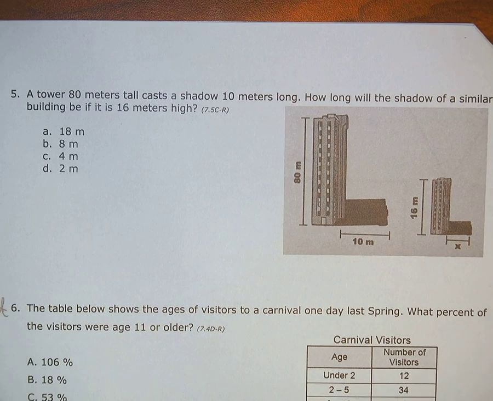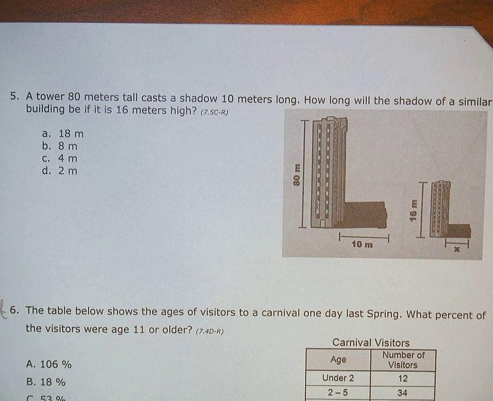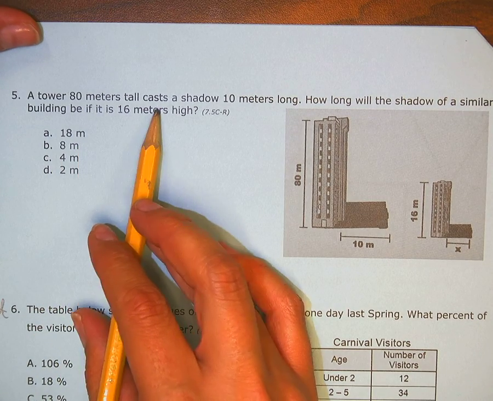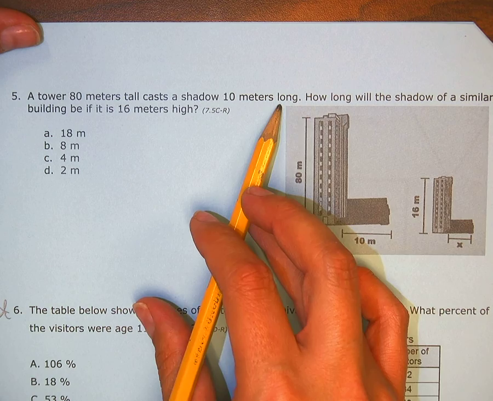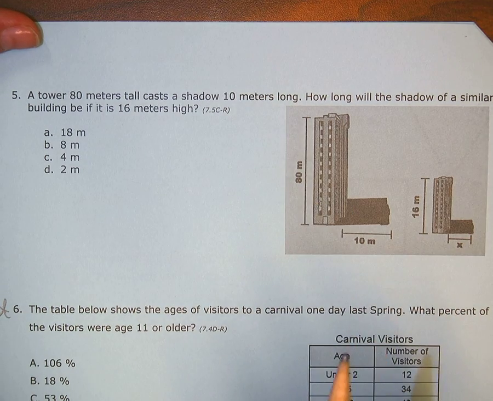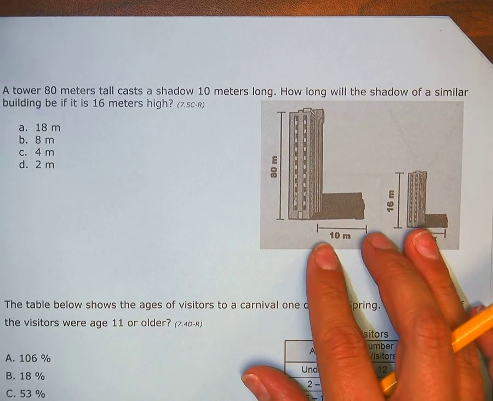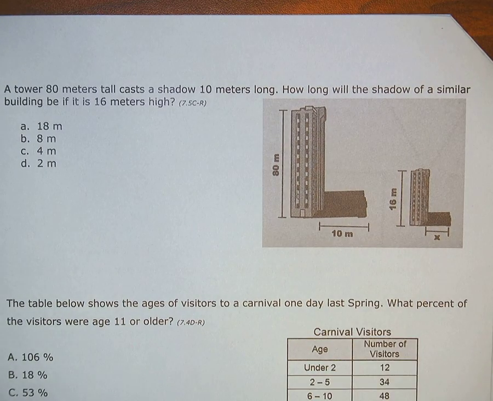All right, we're looking at the second page of the test that we just recently took. Number 5 says a tower 80 meters tall casts a shadow 10 meters long. How long will the shadow of a similar building be if it is 16 meters high? They already gave you the picture. If you would like to color code, you're welcome to.